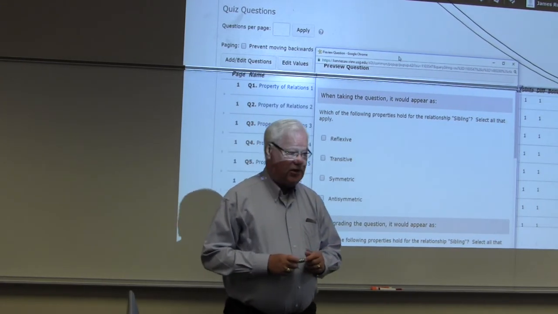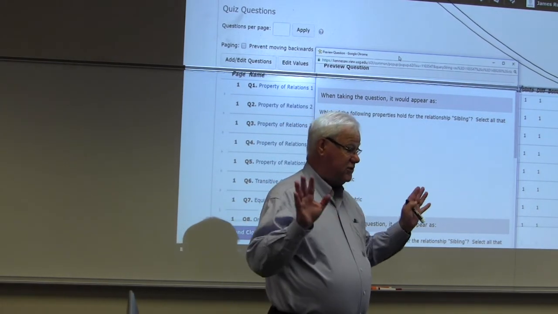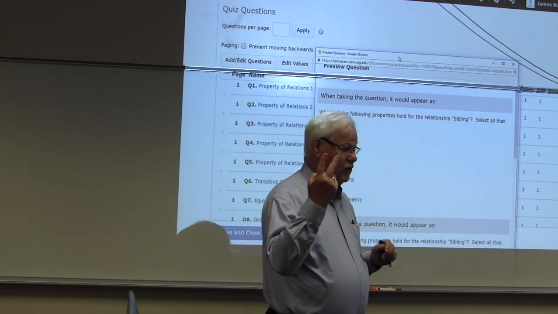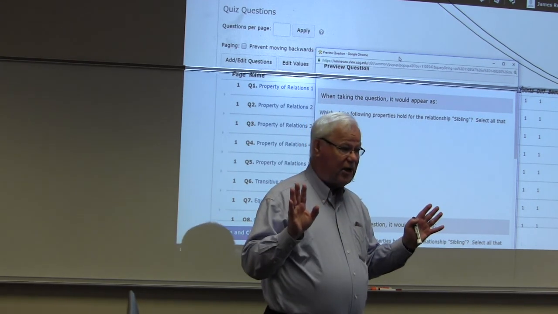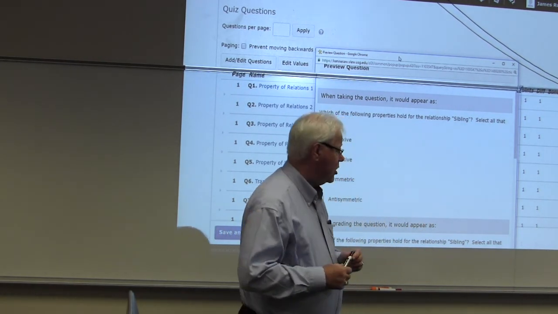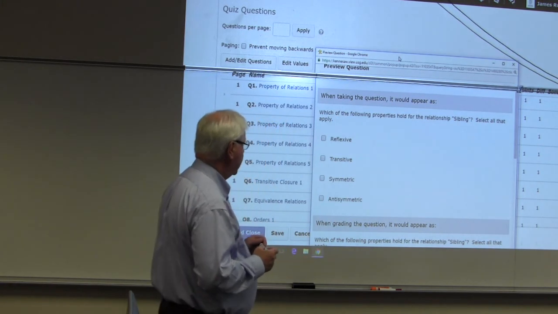Antisymmetric. What does that mean? That means that in no case ever do you see two different elements repeated or reversed. So if there is an A to B, it cannot be a B to A. Right? So those are the properties that we have there.